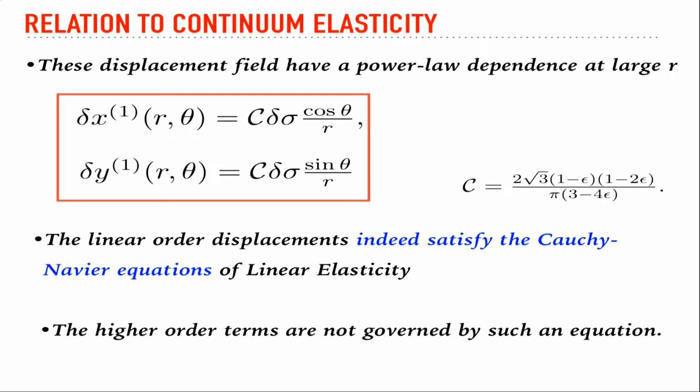But just to understand whether or not you can still get back to linear elasticity, it's not surprising that if you analyze the first order solutions and look at the large distance asymptotics, you will see radially decaying displacement fields away from a single particle in a triangular lattice of soft particles, with a cos theta sin theta dependence. You can also compute the coefficients exactly, and this epsilon here represents the overcompression of the initial crystalline state. The linear order displacements indeed satisfy the Cauchy-Navier equations that I posited at the beginning, so it does satisfy linear elasticity, but the higher order terms in such an expansion are not governed by the Cauchy-Navier equation.